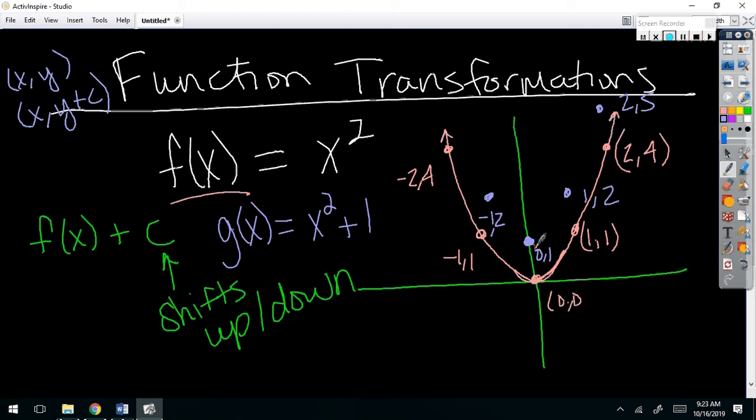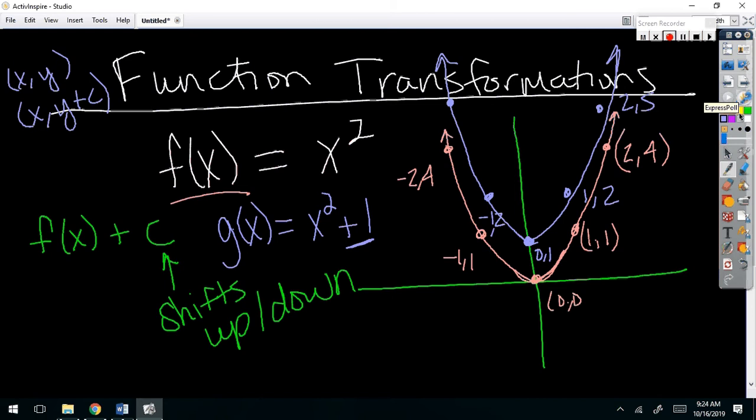Okay, all it's doing is taking this exact same parabola and sliding it up 1 unit. So anytime you just throw a number on the end of an equation, that's a vertical shift. Does that make sense to you? Okay.